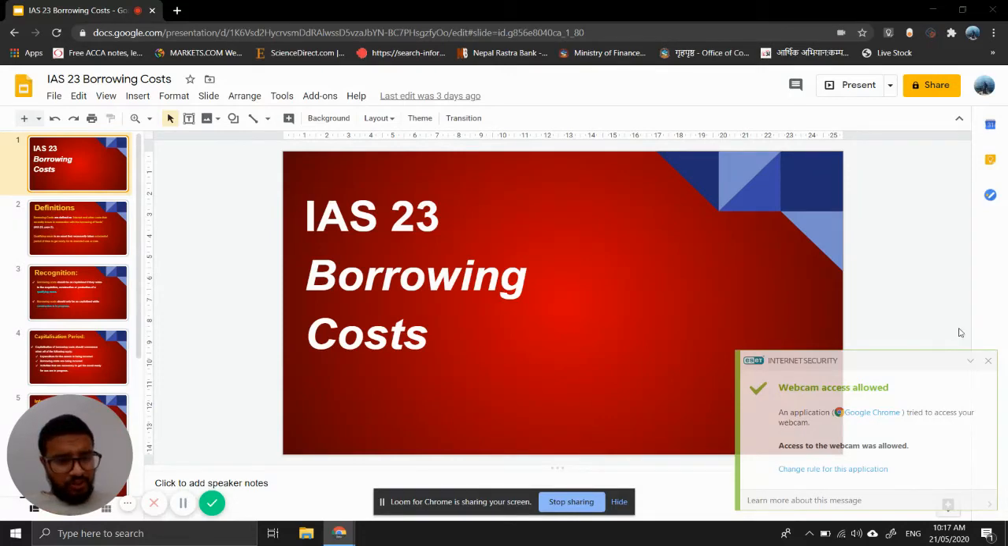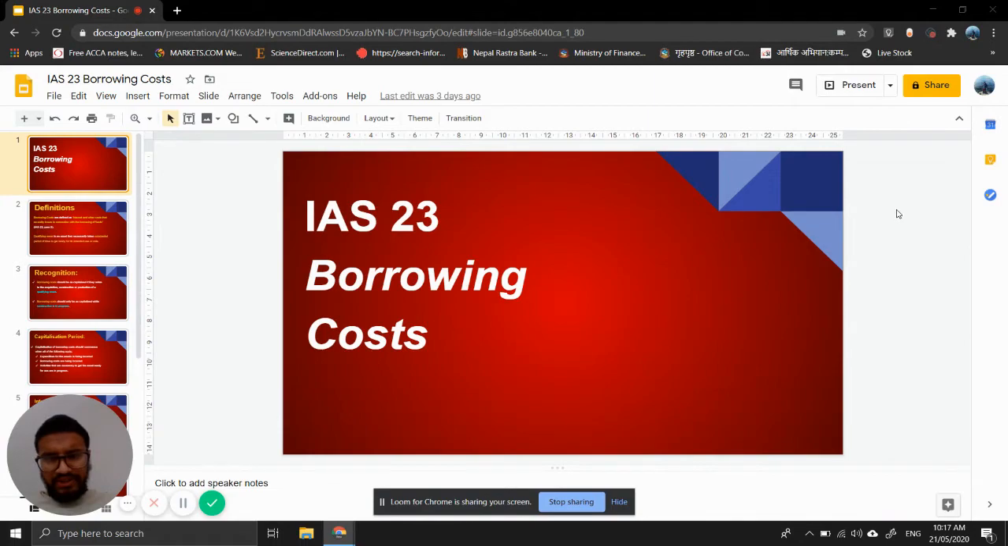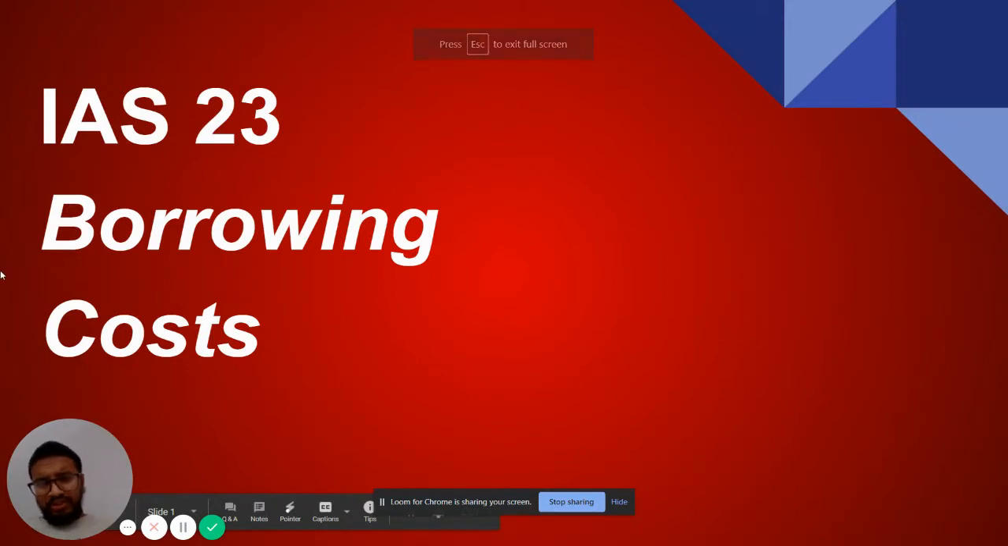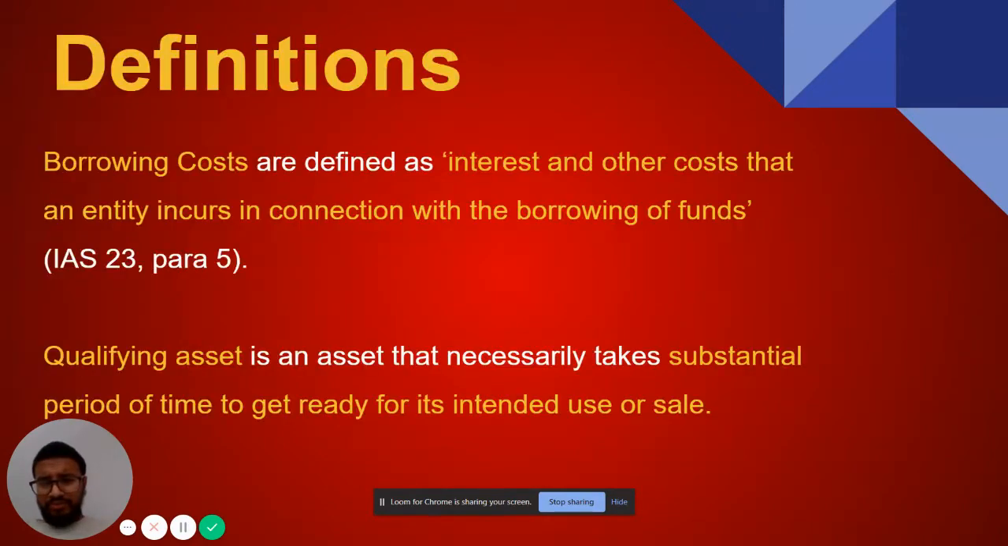So in this particular session, what we will be discussing is borrowing cost. We will be given a question where we need to determine what borrowing cost needs to be capitalized. It could be any. So let's first look at the standard definition of borrowing cost.